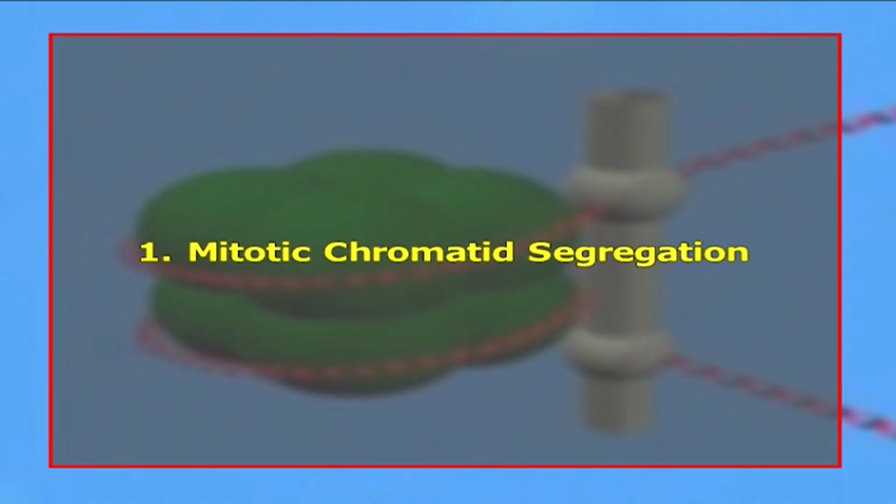Mitotic chromatid segregation. Mitosis divides the chromosomes in a cell nucleus. During mitosis, chromosome segregation occurs routinely as a step in cell division. Mitosis is preceded by a round of DNA replication so that each chromosome forms 2 copies called chromatids.